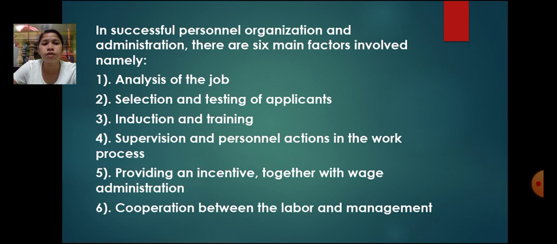In successful personnel organization and administration, there are six main factors involved. First is analysis of the job. Second is selection and testing of applicants. Third is induction and training. Fourth is supervision and personal action in the work process. Fifth is providing an incentive together with wage administration. And lastly is cooperation between labor and management.